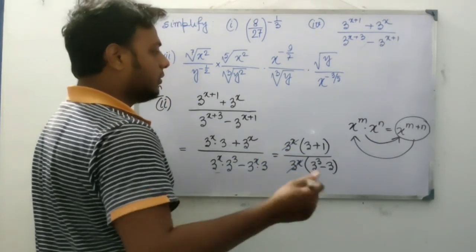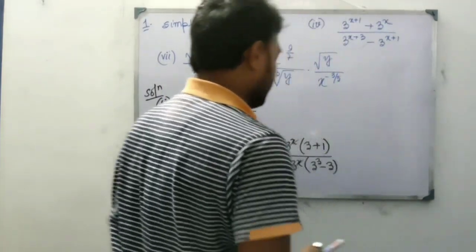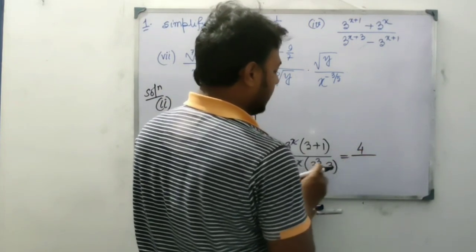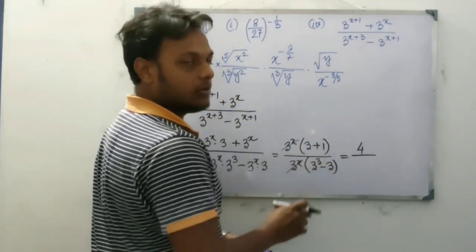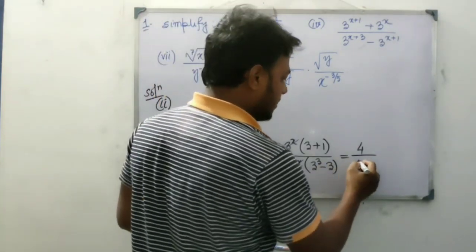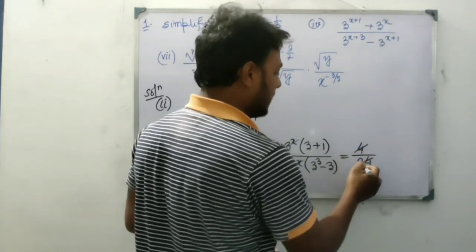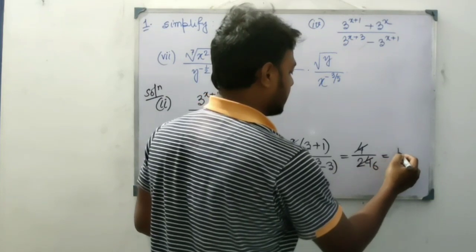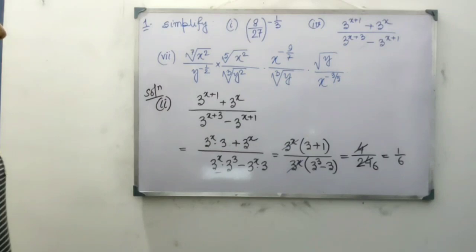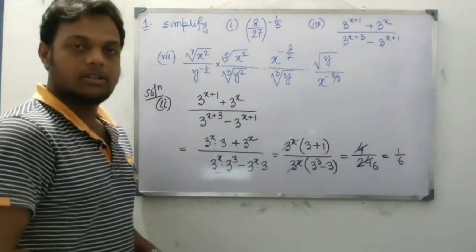Now simplify. In the numerator 3 plus 1 is there, so 3 plus 1 equals 4. In the denominator 3 cube minus 3, 3 cube means 27, 27 minus 3 is 24. Again cancel by 4, then 1 by 6. This completes the solution. Is it clear to you?